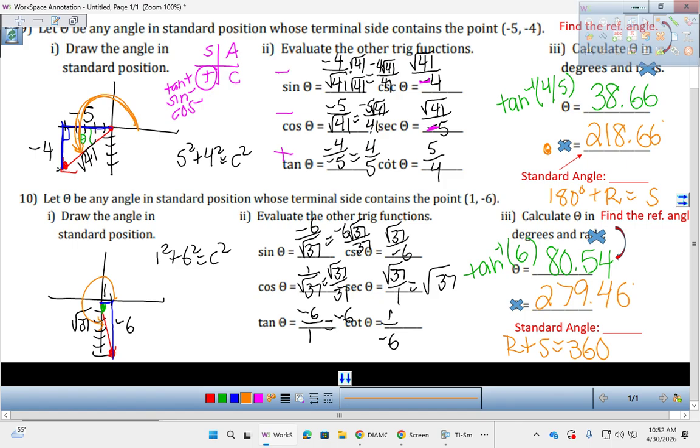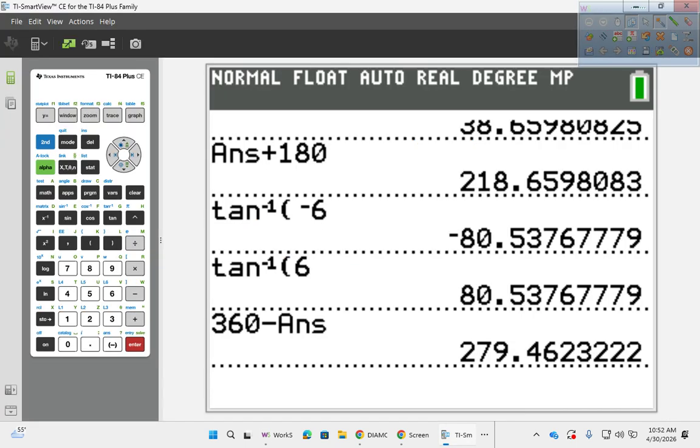All right? What's wrong? Did you get a different answer? Yeah, I got like 260. Did you get the same? Did you get 80? Tangent inverse of 6. You got 80.53? Yeah, you did it wrong. I did it in the wrong axis. Got it, okay.